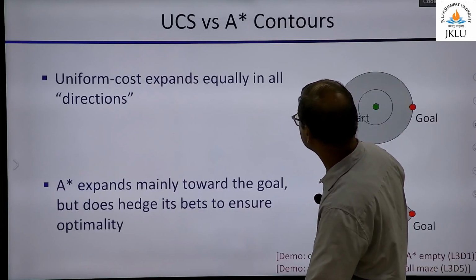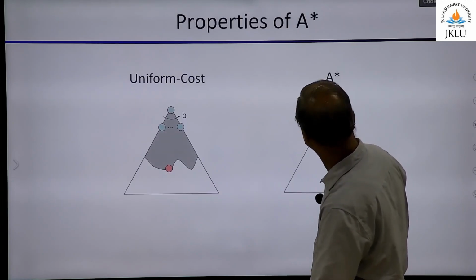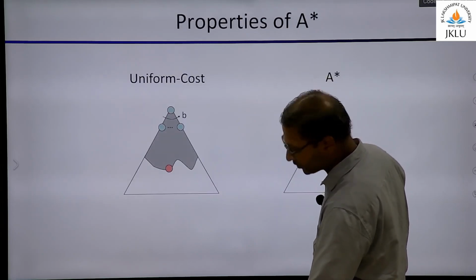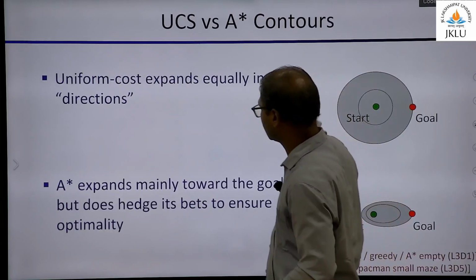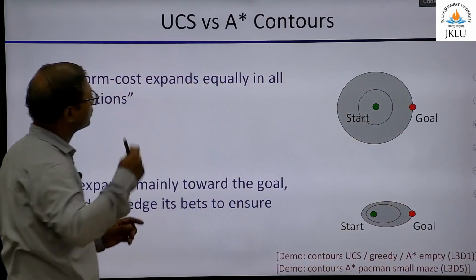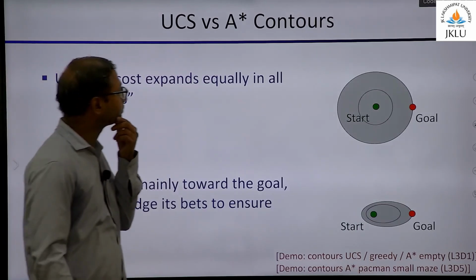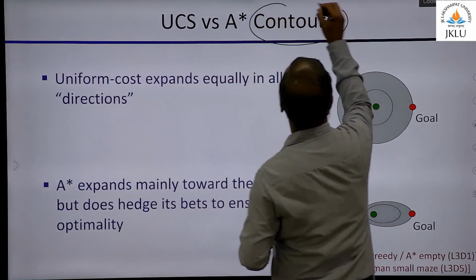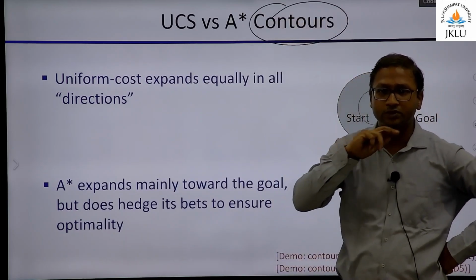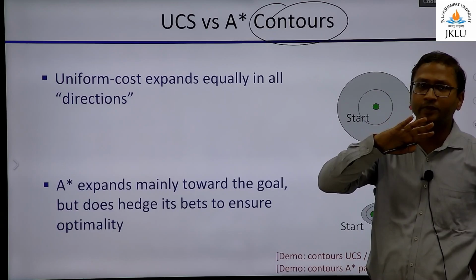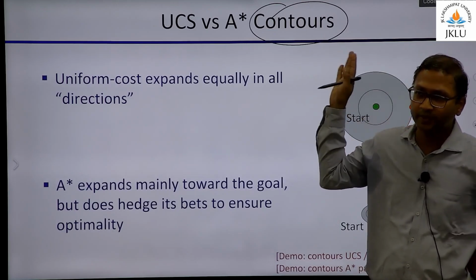Alright, properties of A star. So can you help me figure out now what are UCS versus A star contours now? ये word कितने लोगों को पता है, contours? What does it mean? मशीन लर्निंग में भी किया होगा. What does it mean?